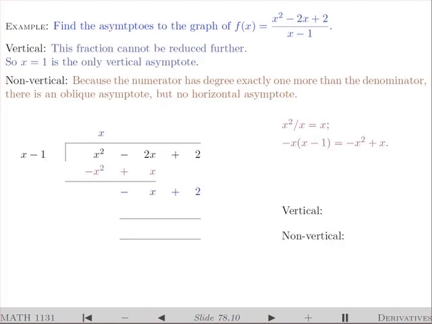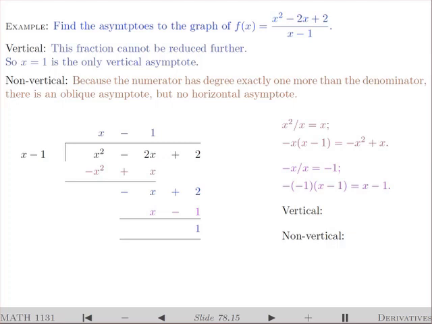I repeat this process. The highest degree term in what is left of the numerator is negative x. I divide that by the highest degree term in the divisor, namely x, and that gives me negative 1. So the next term in the quotient is negative 1. I'm going to subtract negative 1 times the denominator x minus 1. That's equivalent to adding the negative of negative 1 times x minus 1. So I add x minus 1. Negative x plus x is 0, and 2 minus 1 is 1. So the quotient is x minus 1.